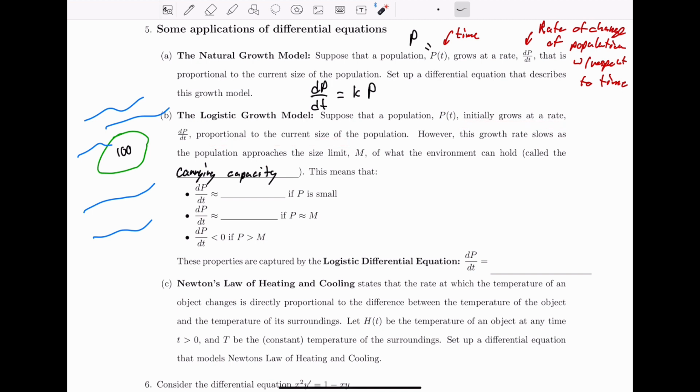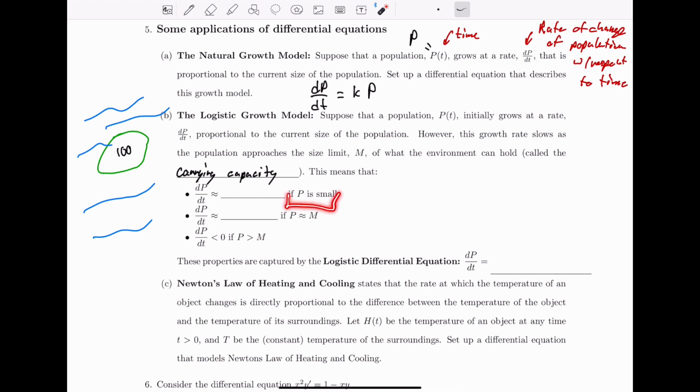But as we get more and more rabbits, as we get, say, 70, 80, 90, they start to feel the effects of the environment. They can't populate this island anymore because they're taking up all the space. So the growth rate will slow down as the population approaches the carrying capacity, which we use the variable m for. Now, how can we describe this behavior mathematically?